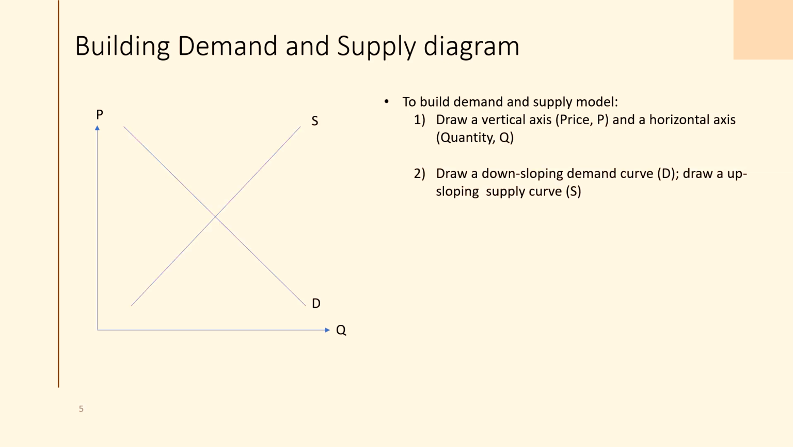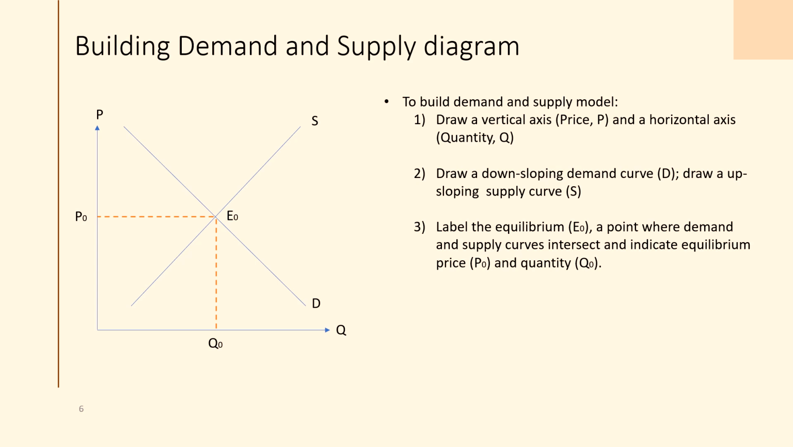Next, we draw two curves. We draw a downward sloping demand curve, which we label as D. This reflects the inverse relationship between price and quantity demanded. Then we draw an upward sloping supply curve labeled as S, reflecting the positive relationship between price and quantity supplied. At this stage, we can already see how buyers and sellers behave in response to price changes.